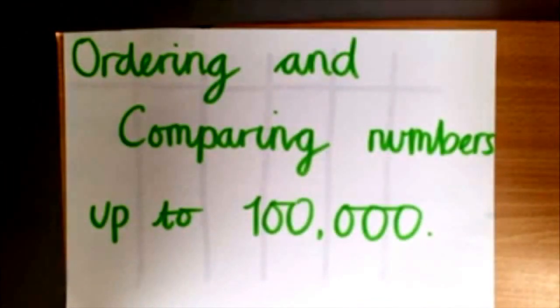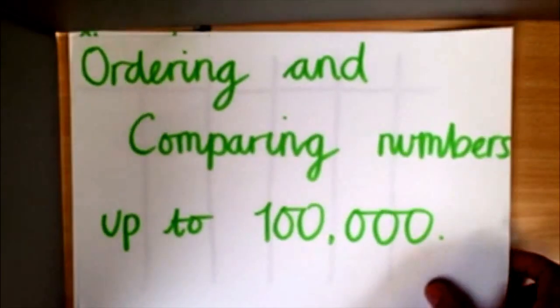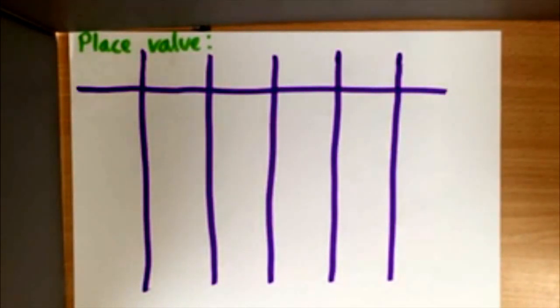Hi guys, so this week we're looking at ordering and comparing numbers up to 100,000. So here's just a little reminder of what you're going to need to be able to do that. The first place to start is with our place value.